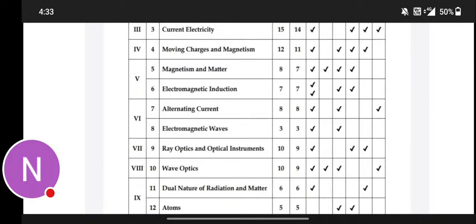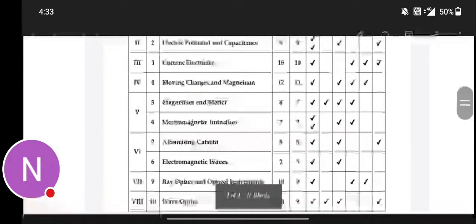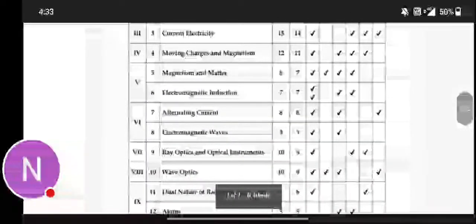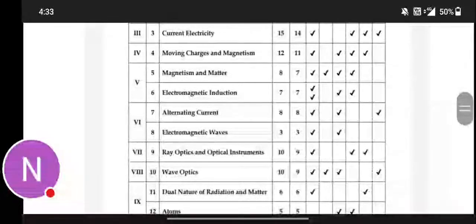Next is the 5th unit, and the 5th chapter, that is Magnetism and Matter. You are getting 7 marks: 1 question for 1 mark MCQ, 1 question for 1 mark answer the following, 1 question for 2 marks, and 1 question for 3 marks. So total it is 7 marks from the Magnetism and Matter chapter.